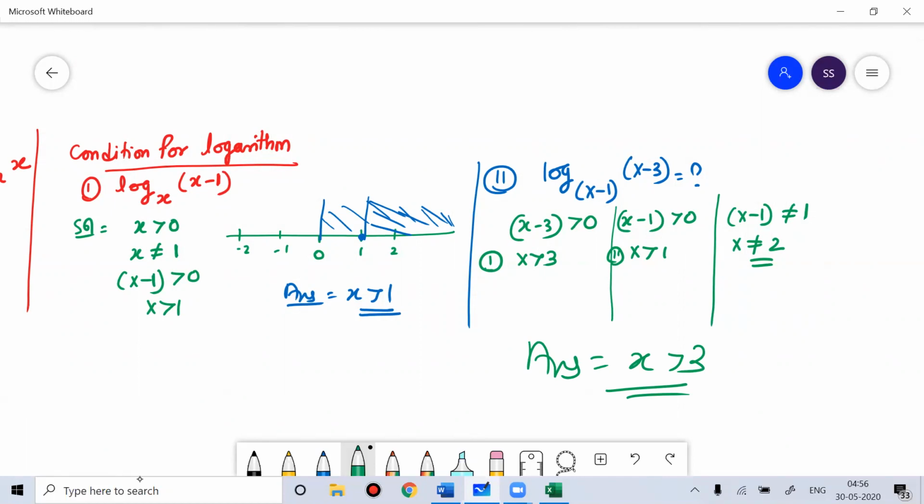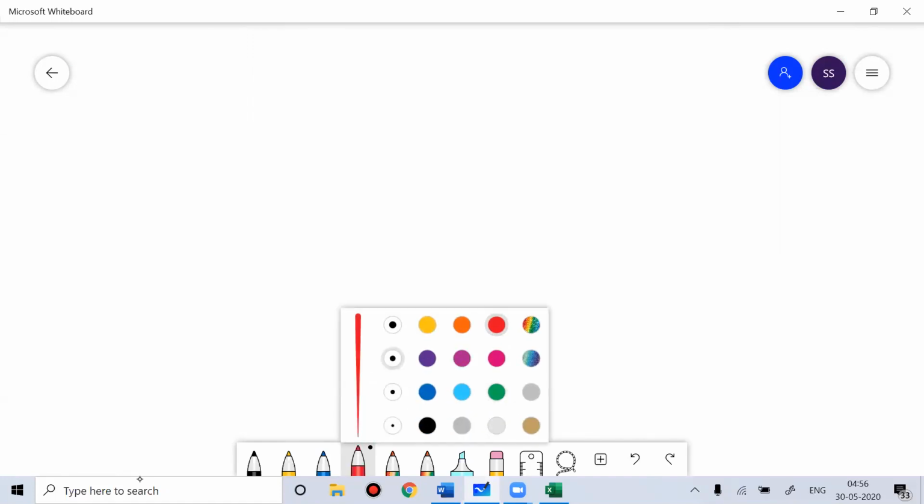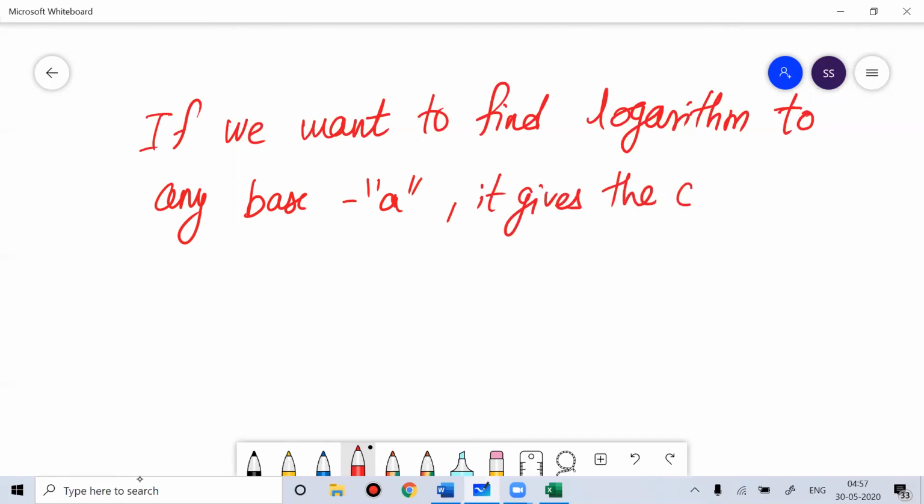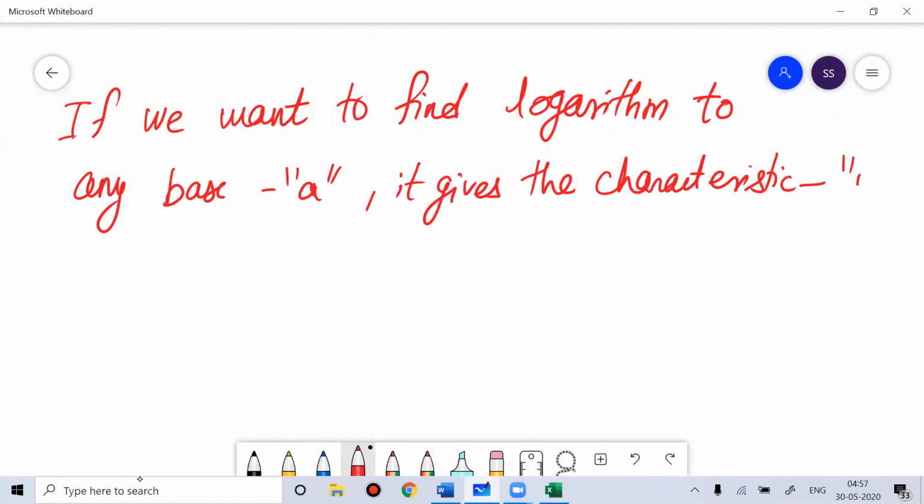Okay, so now going further, if I talk about the properties of log, imagine you want to find the logarithm to any base. Suppose the base is a and it gives you the characteristic, suppose the characteristic is n.